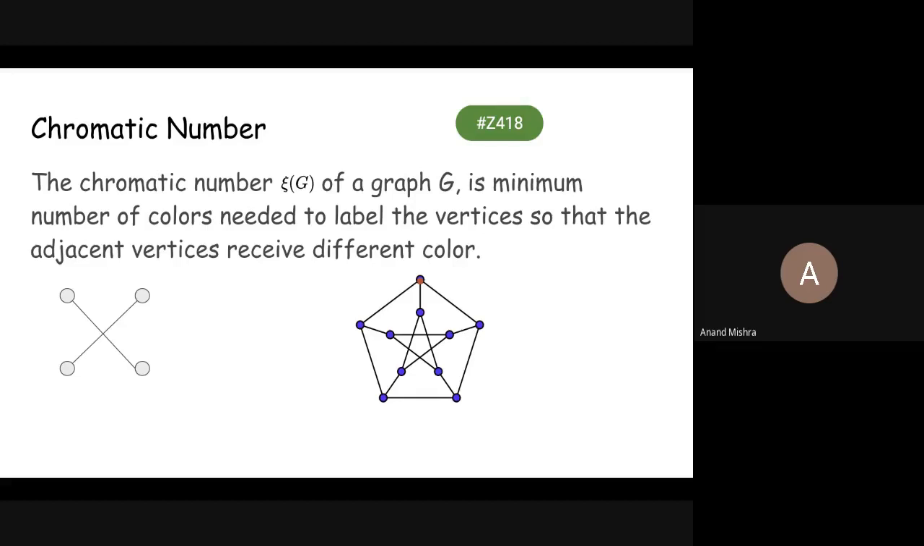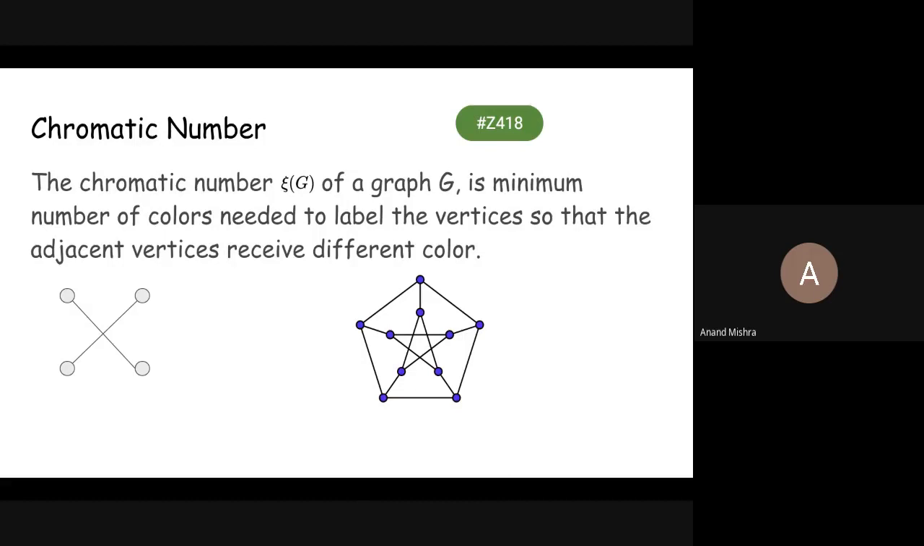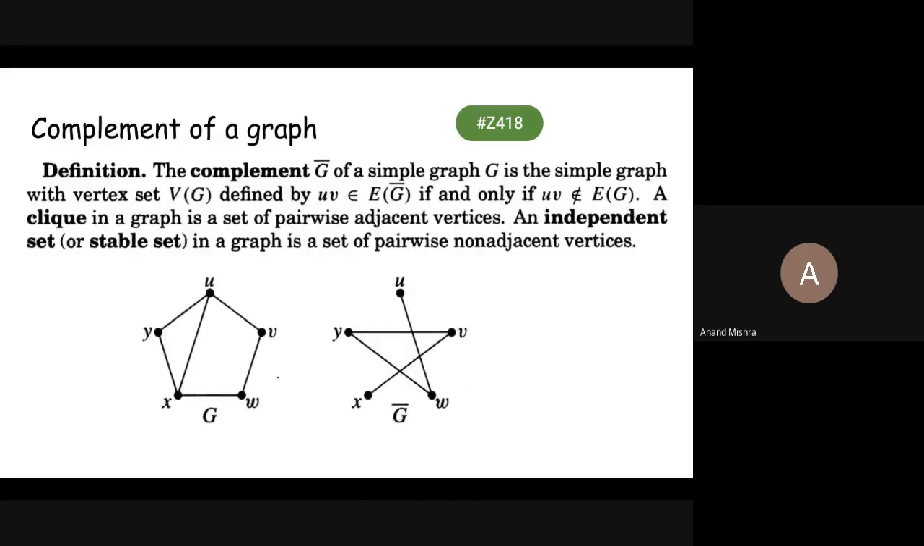Can it be done in 3? Anyone? 3 is surely the minimum, but can it be done with 3, or does it need 4? Okay, let's think. I think it is 4, but I am not confirming it. So you can check it. So this graph, you can check it. We can talk about it later.